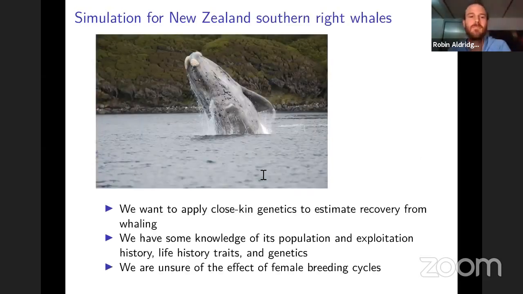So this is the New Zealand southern right whale. We want to apply close kin genetics to estimate the recovery from whaling. We have some knowledge of its population and exploitation history, life history traits, and genetics. We're unsure of the effect of female breeding cycles, so females only breed every few years. And also it's a small population on the order of thousands of animals. So as Mark mentioned last night, we're not sure about variances for estimates in such small populations. So it might be a good one for simulation.